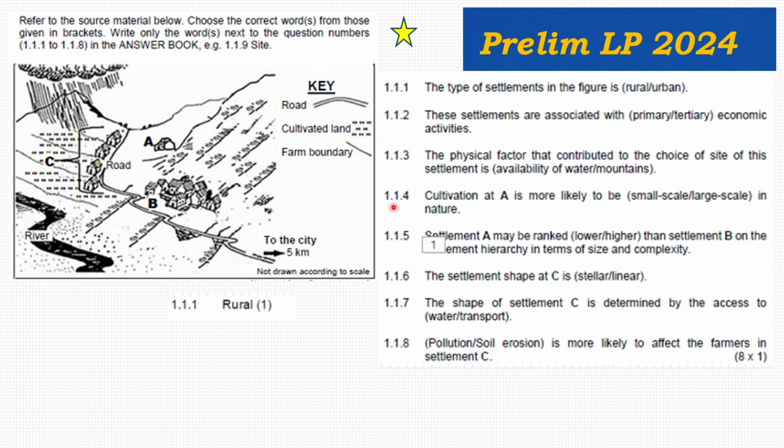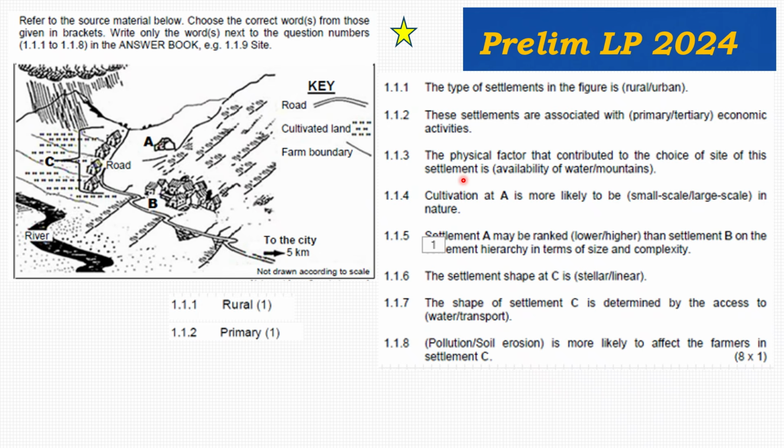1.1.2. These settlements are associated with primary or tertiary. Remember, primary activities, extraction of our raw materials, right? Through fishing, farming, forestry, mining, and hunting. Now, tertiary is the provision of services. We know that is mostly in our urban areas, right? So the answer has to be primary because it's a rural area. You see that? Answer is primary.